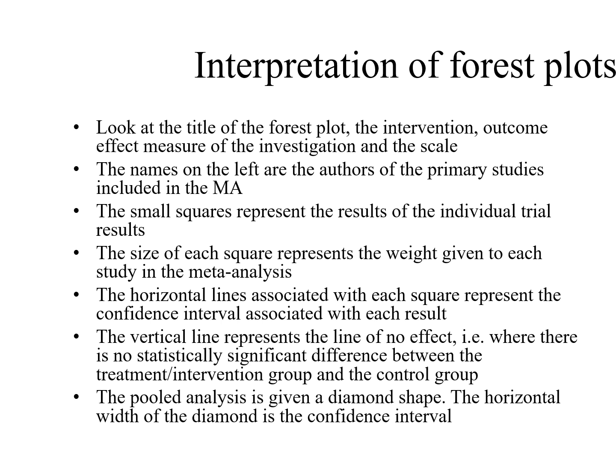The size of each square represents the weight given to each study in the meta-analysis. The horizontal lines associated with each square represent the confidence interval associated with each result. The vertical line represents the line of no effect, and the pooled analysis is given a diamond shape. The horizontal width of the diamond is the confidence interval.